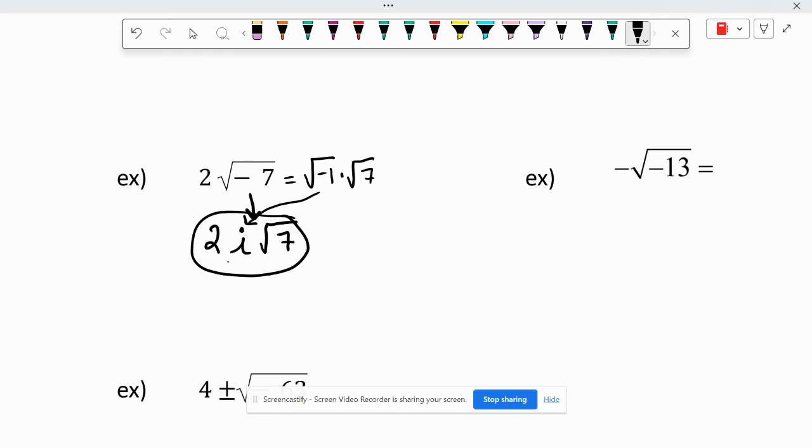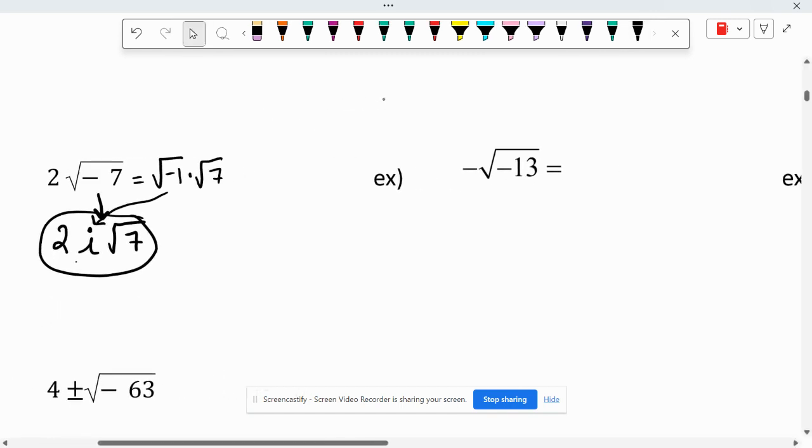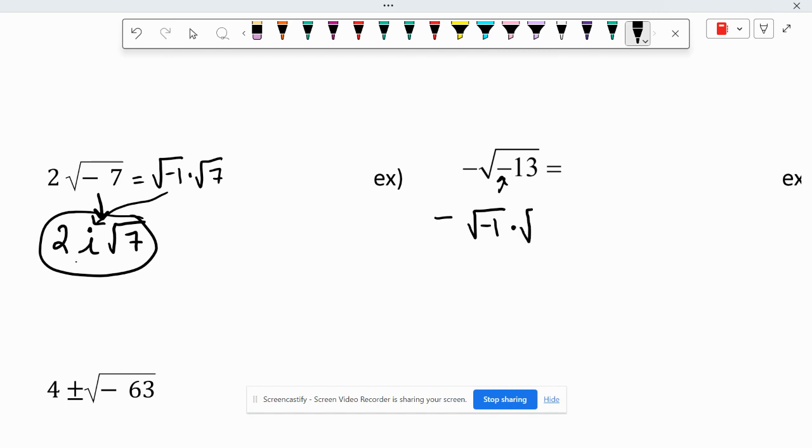Okay. Can we simplify the square root of 7? Anyone? No. Okay. So this next one, I have a negative out front. This right here, that's the square root of -1 times the square root of 13. But we know that the square root of -1 is what? I. And don't forget this negative you have out there, right? So I have negative I times the square root of 13. Can I simplify the square root of 13? No, I cannot.